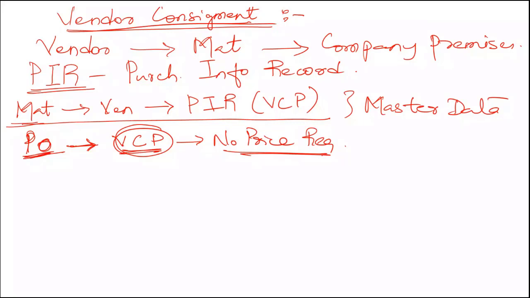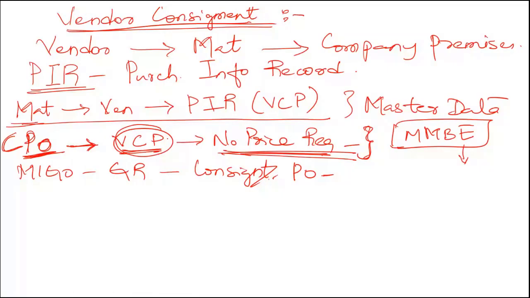Then to do MIGO, that is goods receipt, goods receipt with respect to consignment. This is called consignment PO. Once you are done with the consignment PO, if you go to MMBE, what is the use of this MMBE T code? Stock checking. To check the stock, right?